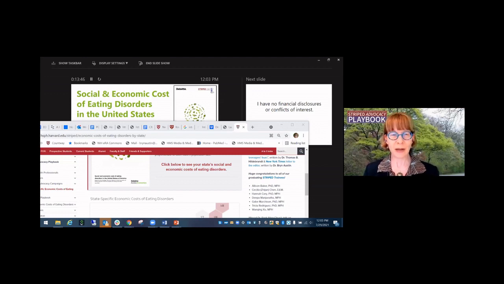I'm going to begin by talking about our research in the social and economic cost of eating disorders in the United States. And then I'm going to take a step back to talk about this as a case example of strategic science to advance policy action. In our case with eating disorders, but the techniques for strategic science and advancing policy action can be applied in any domain that you may be most interested in.